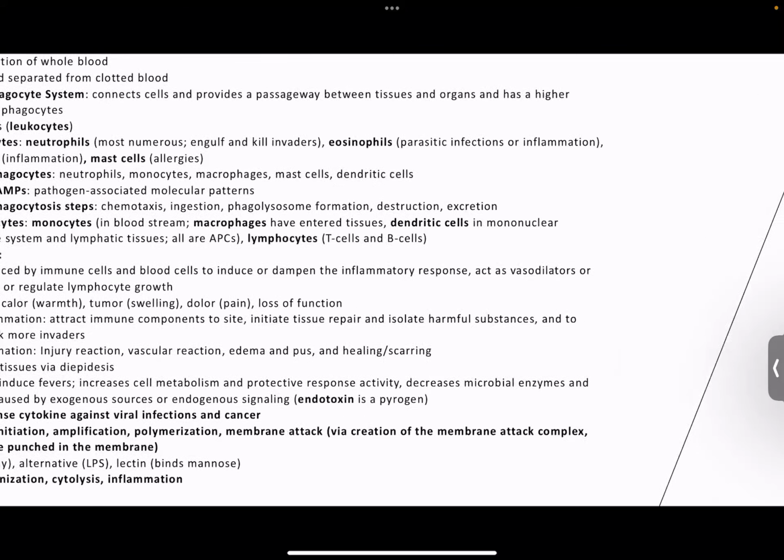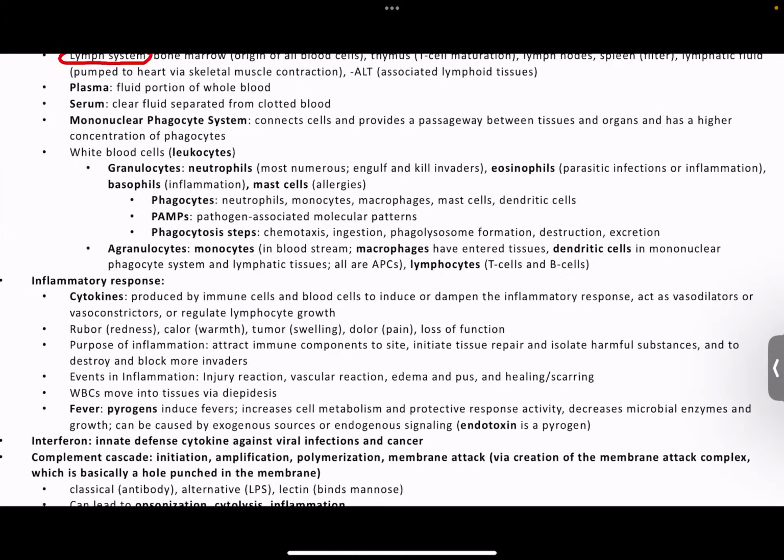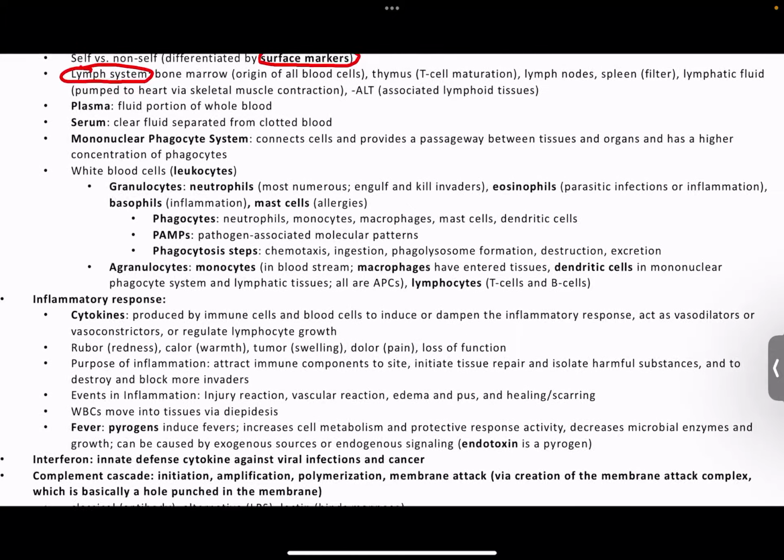The thymus, which is the area where, geez, my screen's going wild here. Come on, just stay still.